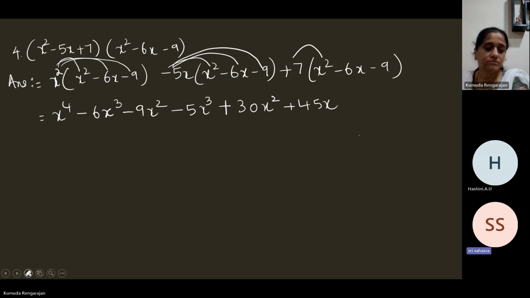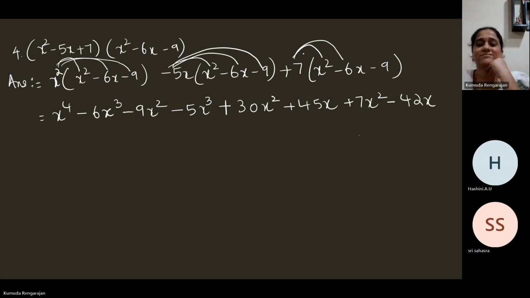7x plus 7x square. Minus 30x. 7, 6 are 7, 6, sorry, 42. Minus 63. Very good. Thank you.